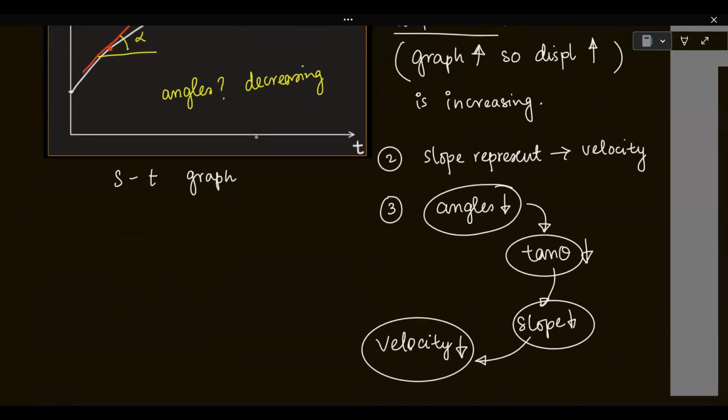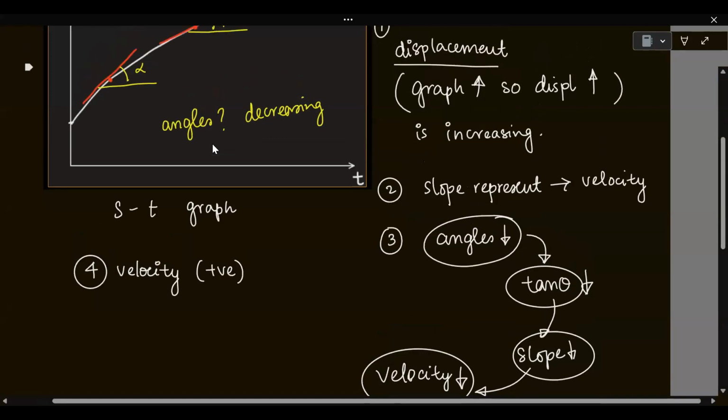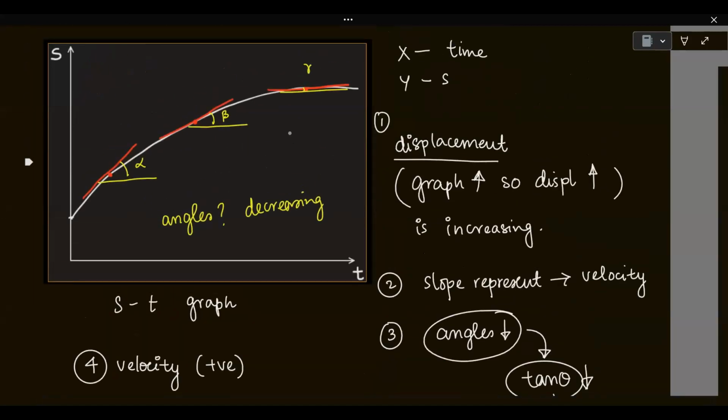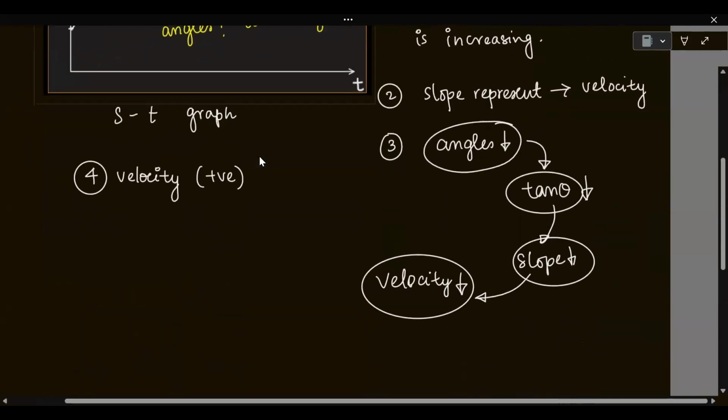Can you tell me whether these velocities are positive or negative? All are positive. All of these velocities are positive because all the angles I have made are in the anti-clockwise fashion. None of the lines is negative, so all the tangents are positive in nature. So these are positive numbers that are decreasing.